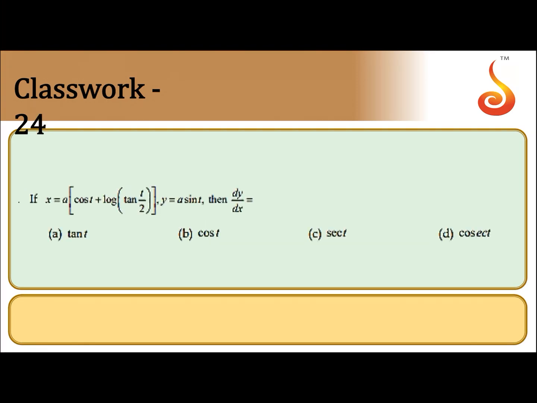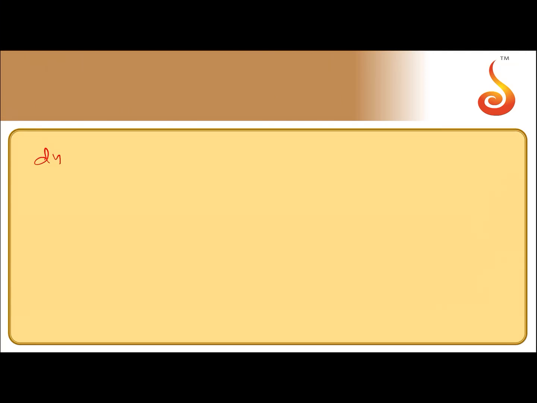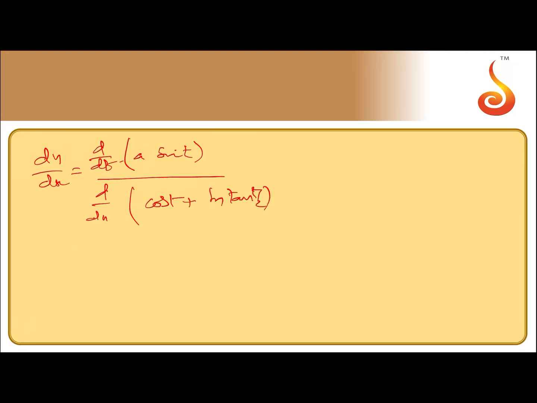Coming to the next one, 24. X is equals to a times cos t plus logarithm of tan t by 2. Y is equals to a sin t. So dy by dx is equals to derivative. So d by dt of a sin t divided by derivative of cos t plus log tan t by 2.